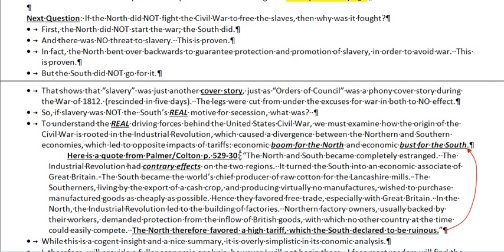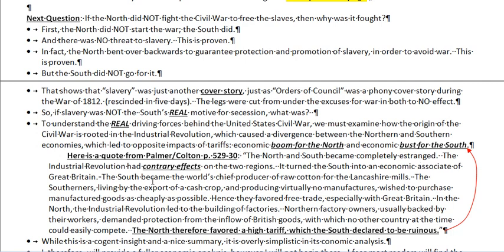I read Palmer Colton, right, right. But this is a very simple statement on it. The North and South became completely estranged. The Industrial Revolution had contrary effects on the two regions. It turned the South into an economic associate of Great Britain. An economic minion is what it did.